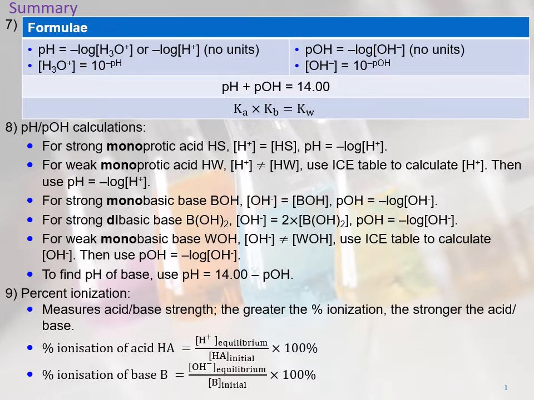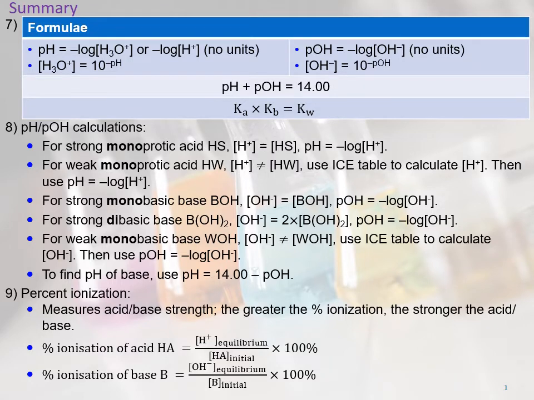For a weak monobasic base, WOH, the hydroxide ion concentration is not equal to the concentration of WOH. We use the ICE table to calculate the hydroxide ion concentration. Then we use pOH equals negative log of hydroxide ion concentration. To find the pH of a base, we use pH is equal to 14.00 minus pOH.